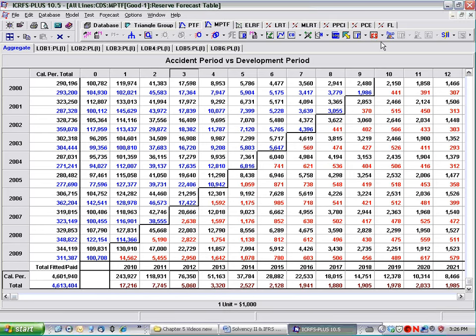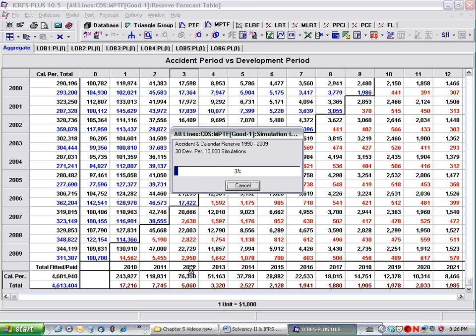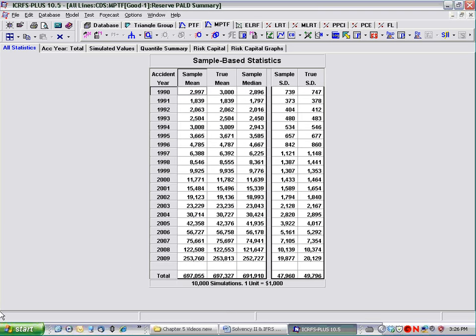Let's now just simulate from all the lines of business to find the distribution of the aggregate, just as a quick example. So we're doing millions of simulations here. I just want to know what is the distribution of the calendar year total losses for 2010. That's the next calendar year, 2010. Let's find out what the 99.5 percentile is approximately.